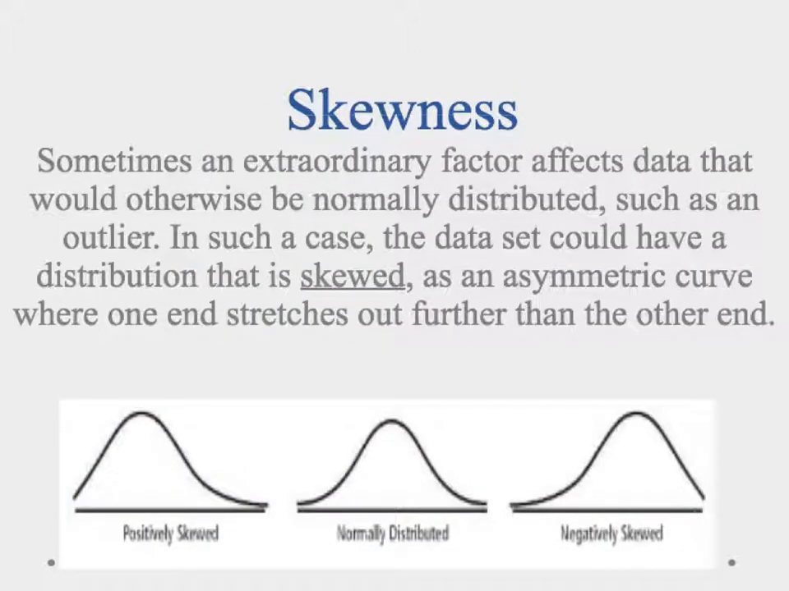All right, so skewness. Sometimes an extraordinary factor affects data that would otherwise be normally distributed, such as an outlier. In such a case, the data set could have a distribution that is skewed, an asymmetric curve where one end stretches out further than the other end. So this first graph at the bottom is positively skewed, skewed to the left. Then we have the normal bell curve, and then we have information that's skewed to the right, which makes it negatively skewed. We won't talk too much about the other skewed distributions. We will mostly just talk about the normally distributed information.